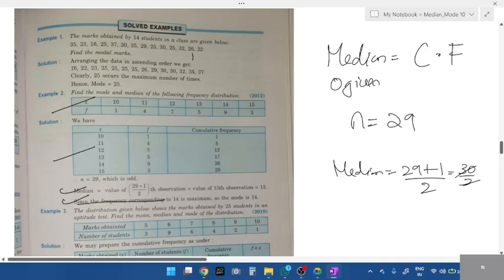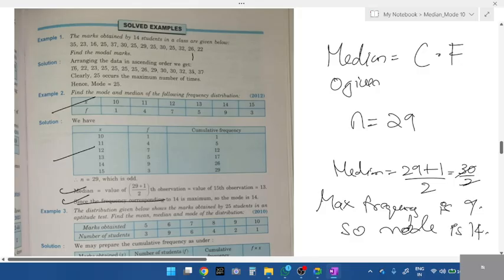You can write maximum frequency. Maximum frequency is 9. So mode is equal to 14. Copy this statement, all of you. Maximum frequency is 9. So mode is 14. Whatever they have written, I've just simplified that. F stands for frequency. Therefore, mode is 14. So mode you get from the question itself, the table itself. For median, we have taken cumulative frequency.